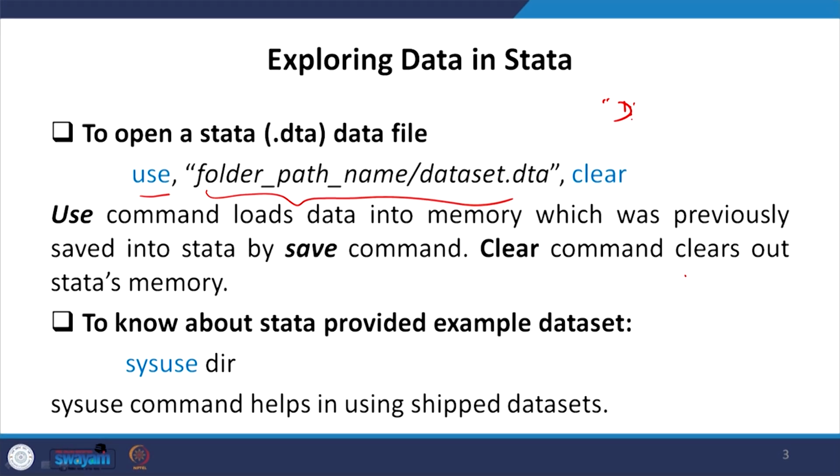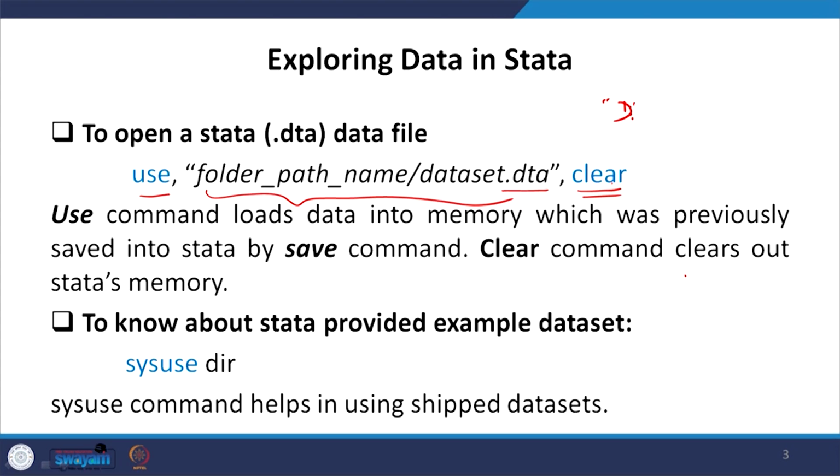Then the other path name, then the folder name. As I told you, you just go to that folder, click on the top bar and copy the path name of that particular folder, and end with .dta. It generally comes with .dta if you have a Stata data file. Then at the end you close with the inverted comma, then clear. Clear basically clears the earlier existing memory, so that you can start fresh.